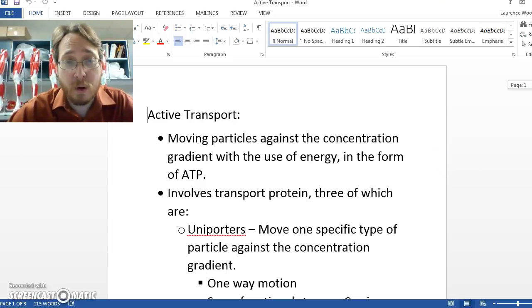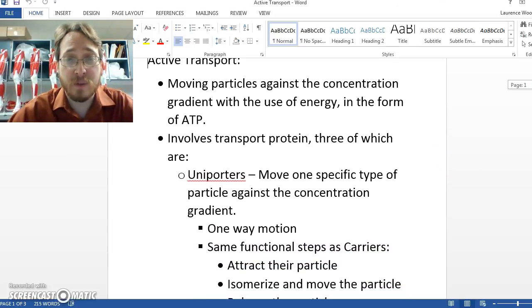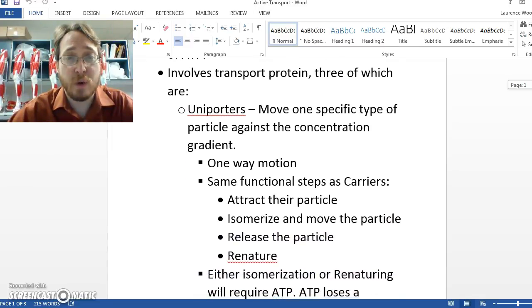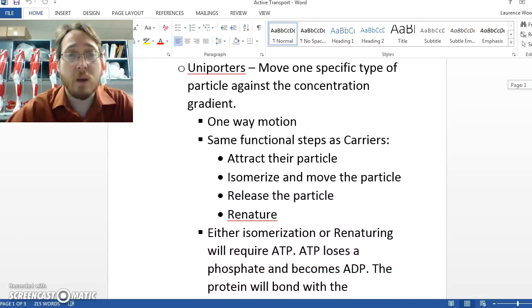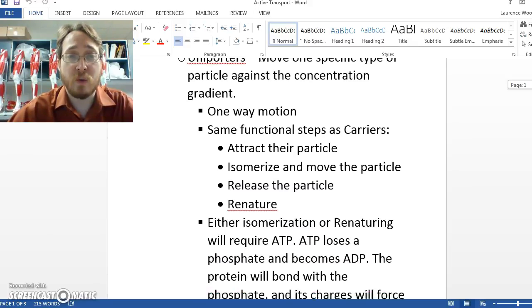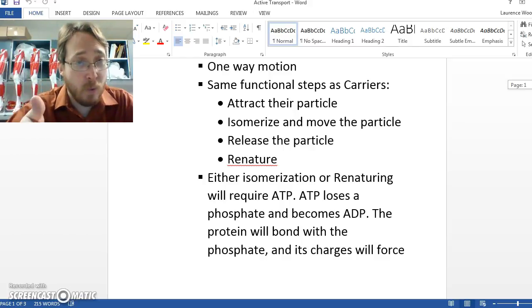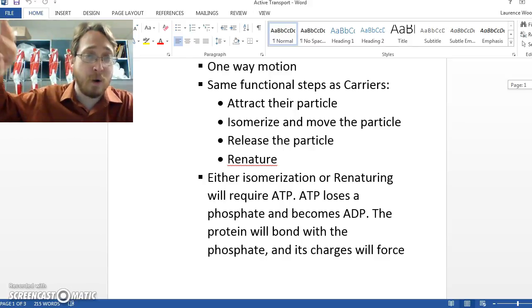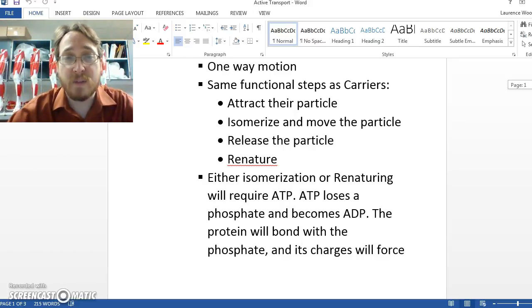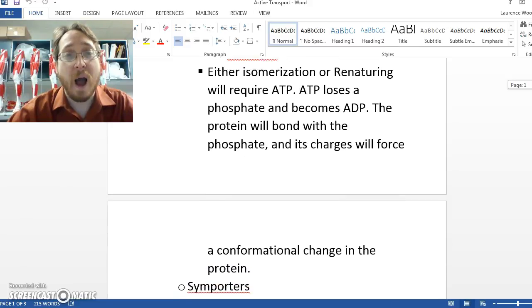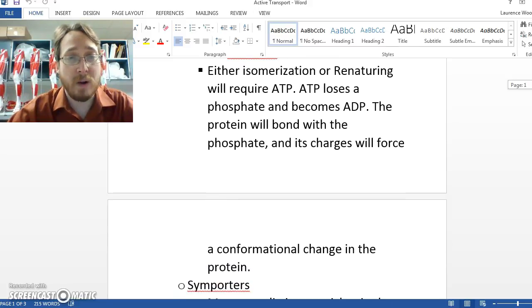Active transport is moving particles against the concentration gradient with the use of energy in the form of ATP, and it involves transport proteins. Uniporters are one protein that move one specific type of particle against the concentration gradient. They are one-way motion, so they only move them one way, and a different carrier might move a particle in a different direction, but that carrier will always move them in the same direction. They have the same functional steps as carriers. They attract the particle, they isomerize and move the particle, they release the particle, and they renature. And either isomerization or renaturing will require ATP.